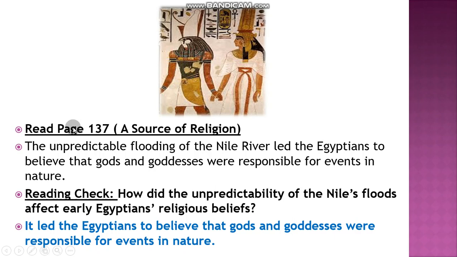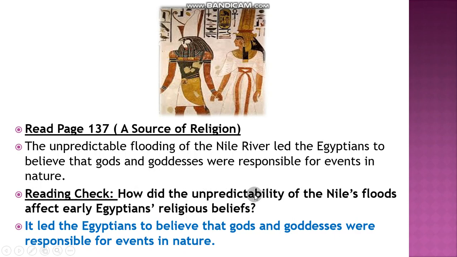Next, I'd like you to read page 137. It's talking about the source of religion. And here's a summary of it. The unpredictable flooding of the Nile River led the Egyptians to believe that gods and goddesses were responsible for events in nature. Reading check for this part.